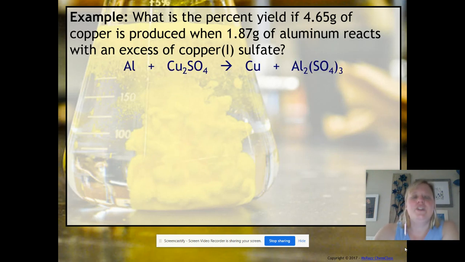Let's do an example. So it says, what is the percent yield if 4.65 grams of copper is produced when 1.87 grams of aluminum reacts with an excess of copper 1 sulfate? All right, so we have an excess of copper 1 sulfate. They give us 1.87 grams of aluminum. Here is our equation, which we have to balance, so we're going to.